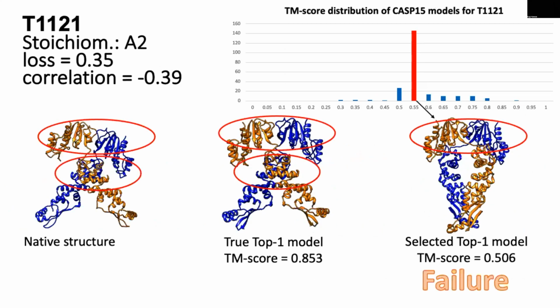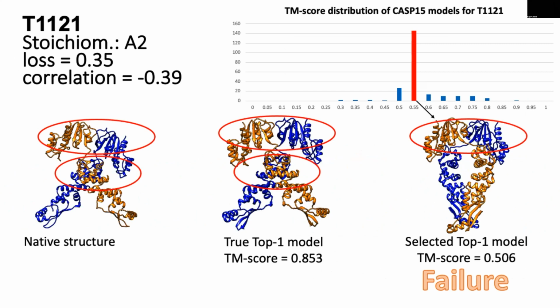Finally, I'd like to show you one example of why this method failed. This is a typical example. This is an example that we already see a lot of discussion about. It's target T1122. Here's a tree structure. The tree structure has two interfaces, interface A and interface B.